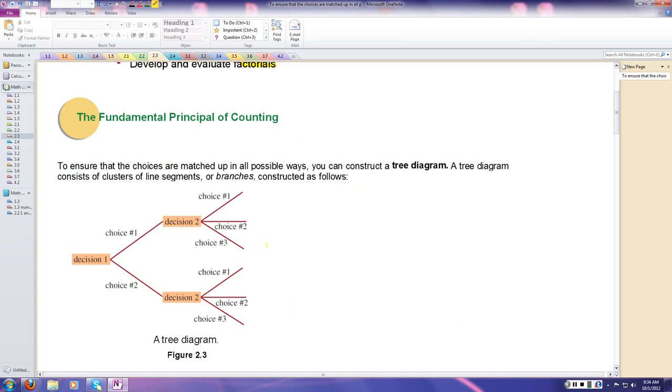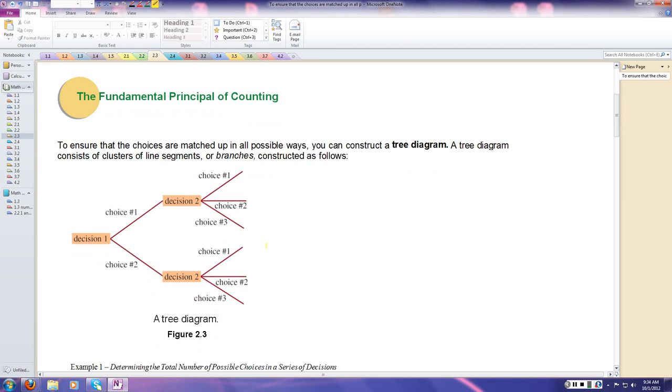To ensure that the choices are matched up in all possible ways, you can construct a tree diagram. The tree diagram will actually be really useful when we get to chapter 3, when we talk about probability, the probability of something randomly happening. The tree diagram is going to be useful in that instance. Your PowerPoint in your book presents this information as you can always draw a tree diagram to get all possible outcomes, but when we deal with really large outcomes, we're not going to want to draw a tree diagram for 10,000 different outcomes. We're just going to be able to use the fundamental counting principle.